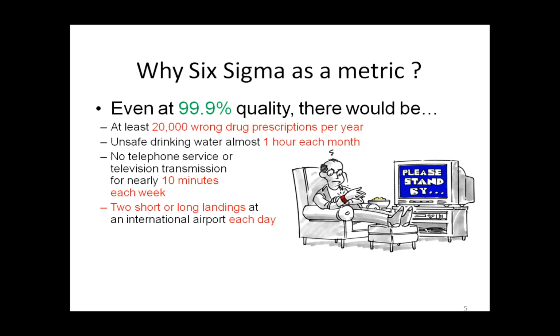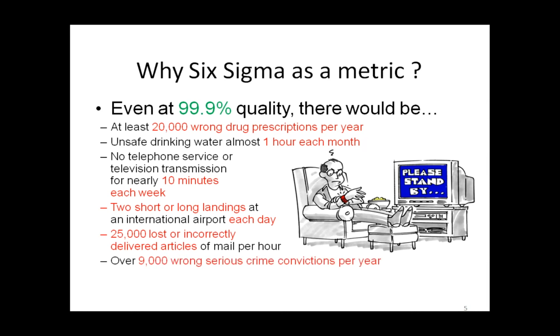So looking at these examples, 25,000 lost or incorrectly delivered articles of mail per hour. Imagine people getting wrong mails or not getting the mails or whatever be the case. Over 9,000 wrong serious crime convictions per year. So all of these numbers that you see on your screen are equivalent to 99.9% quality.